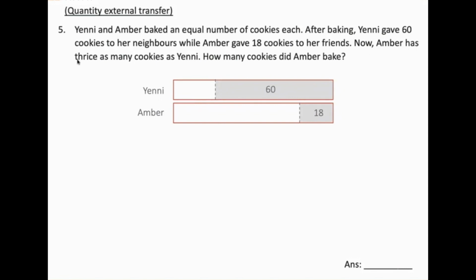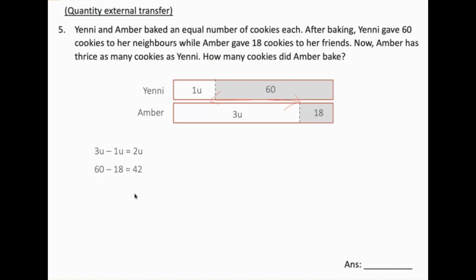Now Amber has twice as many cookies as Yenny. So the remaining part of Amber is 3 times that of Yenny. So I indicate 3 units and 1 unit for Yenny. From this model, you can see that if I use 3 units minus 1 unit, that will give me this part, this portion. So that will give you 2 units. How much?